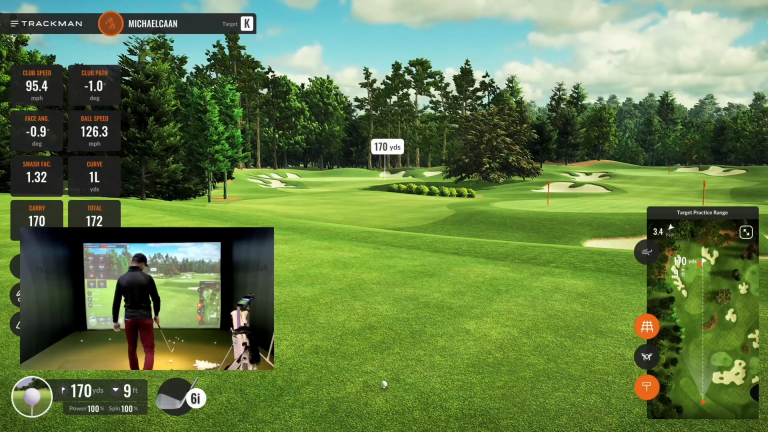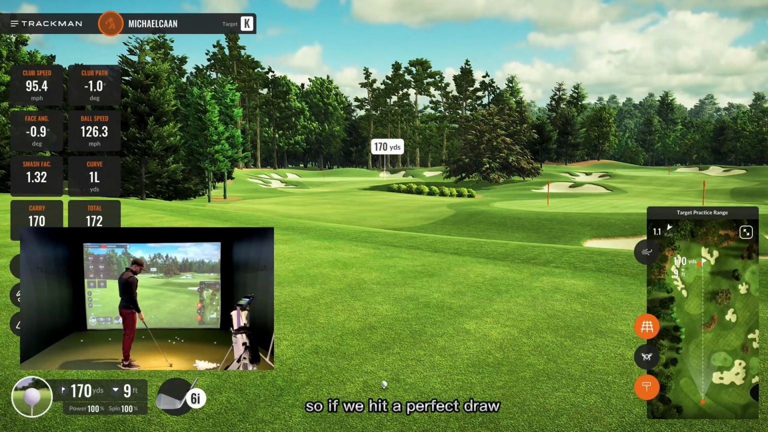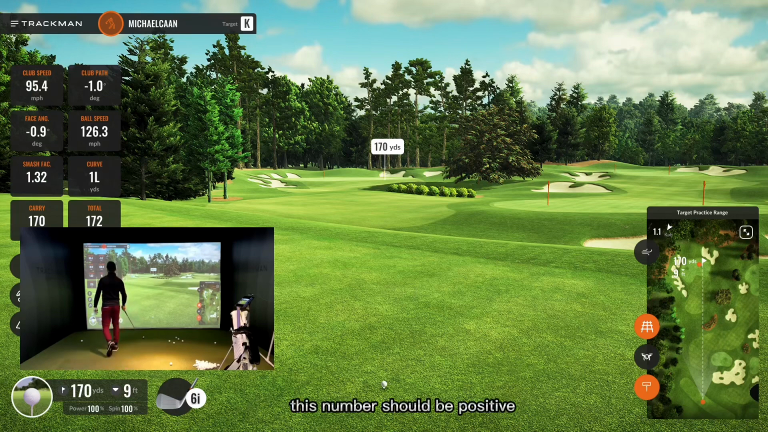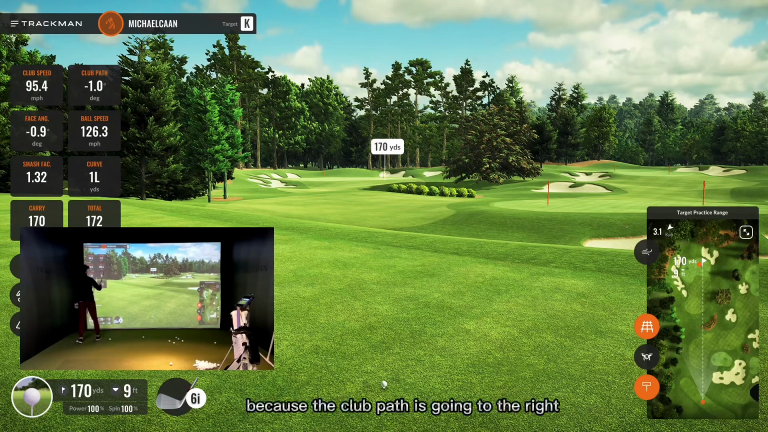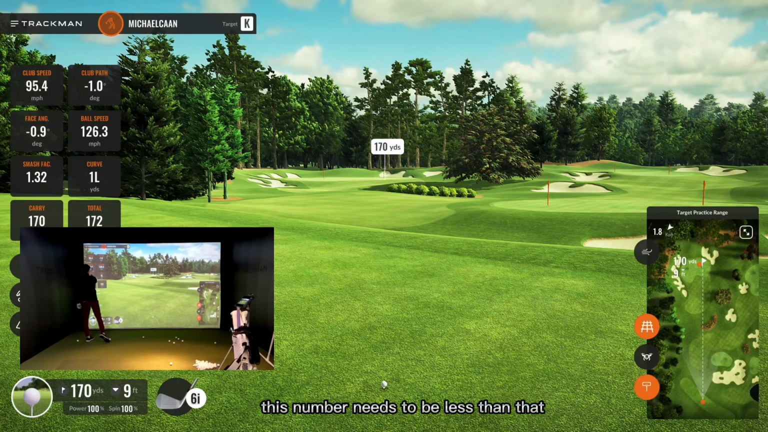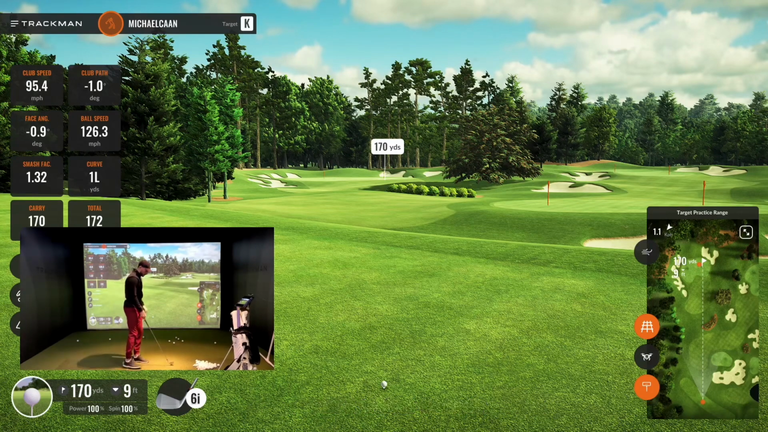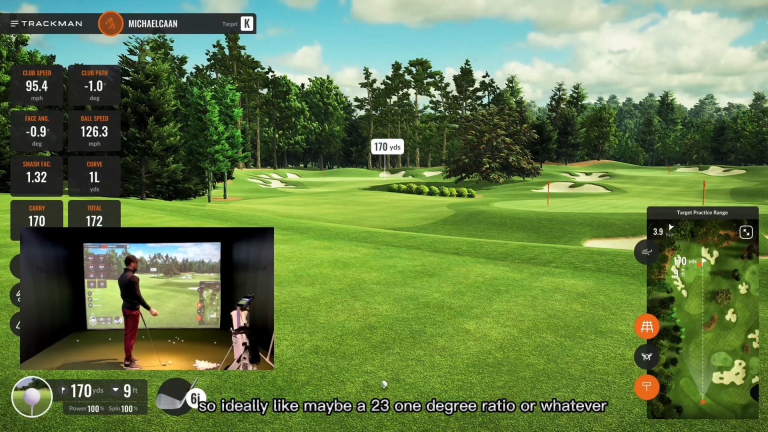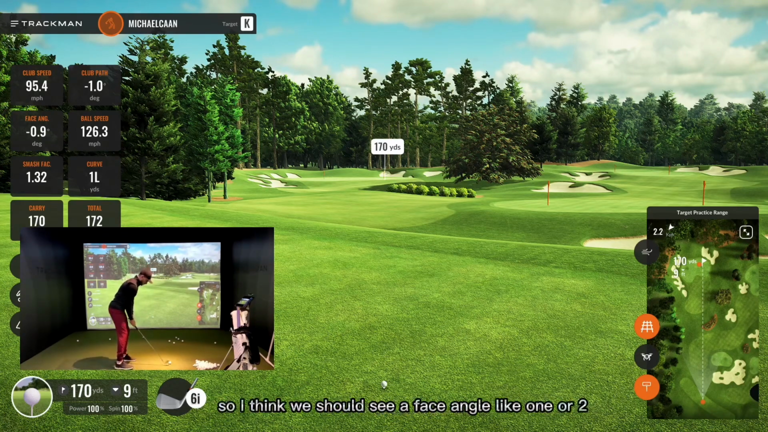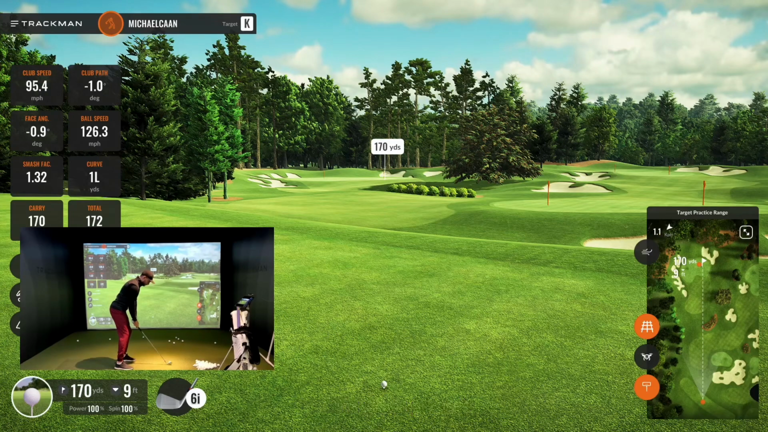So I'm gonna hit a draw here. So if we hit a perfect draw, this number should be positive because the club path is going to the right, and then this, in order for it to draw, this number needs to be less than that for it to draw correctly. So ideally, like maybe a 2-3-1 degree ratio or whatever. So let's hit a draw here. So ideally, we should see a face angle of like 1 or 2, club path of like 4 or 5, if it draws properly.